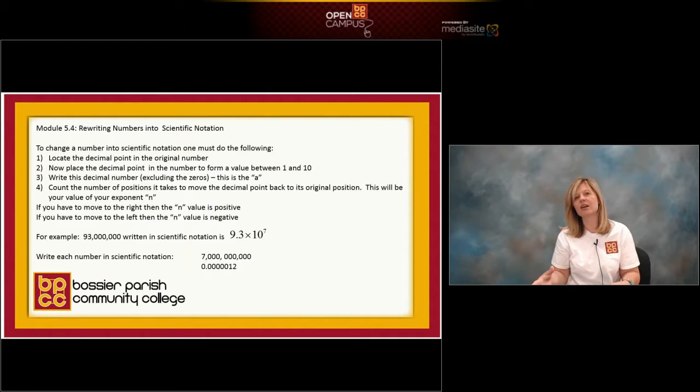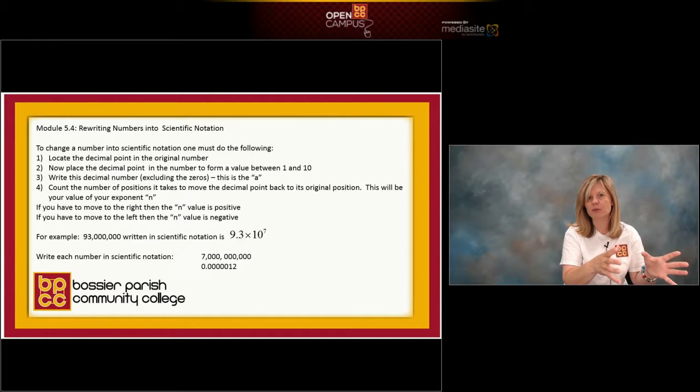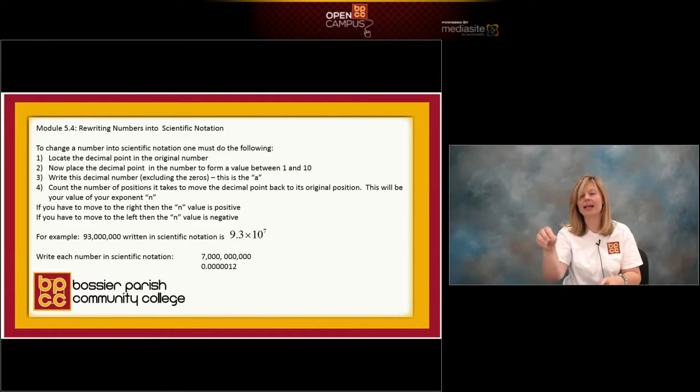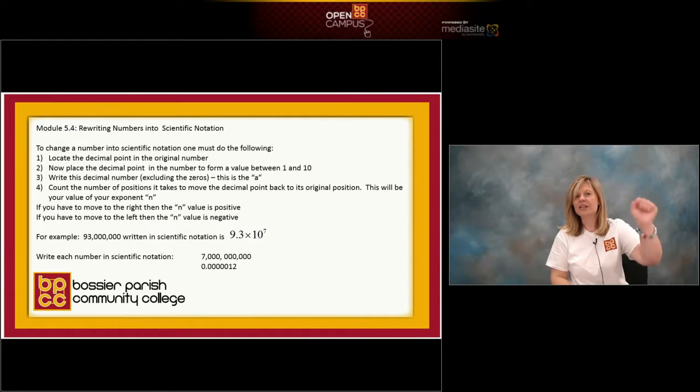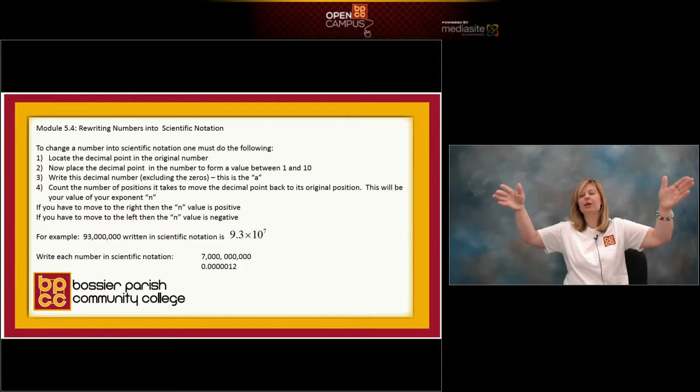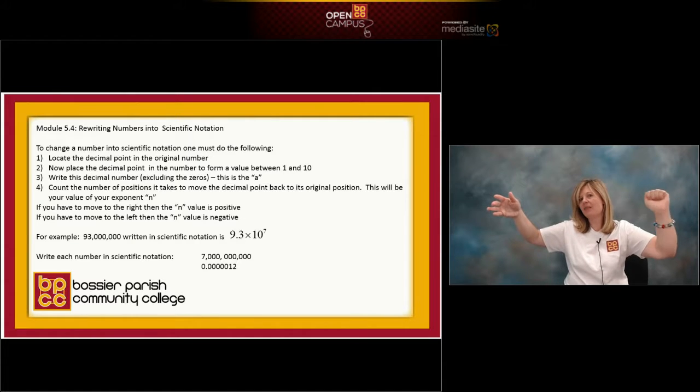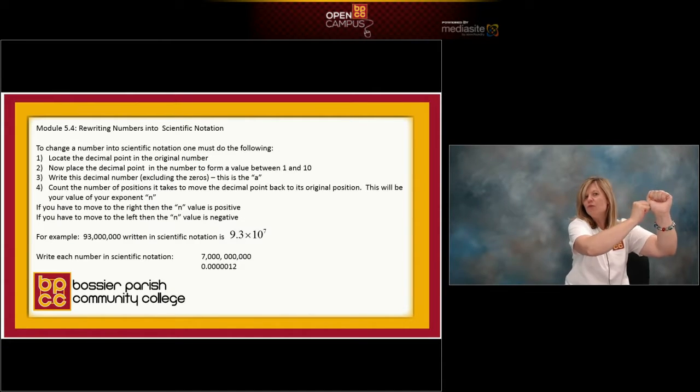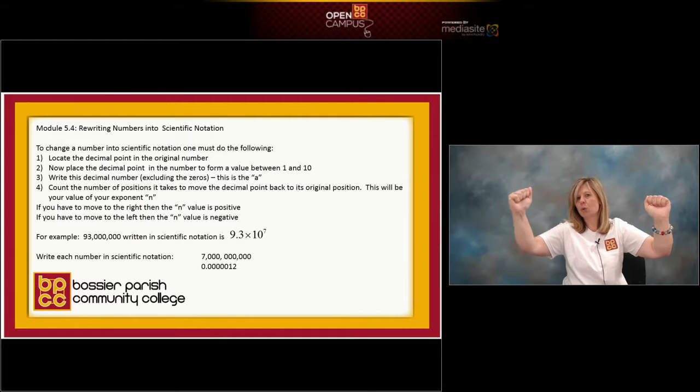So anytime you write a number in scientific notation, once you get your decimal value, you write times 10, and now we need an exponent. You get the exponent from counting positions. You are going to count where the decimal point is now, where you placed it. How many times do you have to move it to get back to where it originally was? So remember, we had the number 93 million. In 93 million, the decimal point was at the end behind that last zero. But now you've moved that decimal point to be between the 9 and the 3.